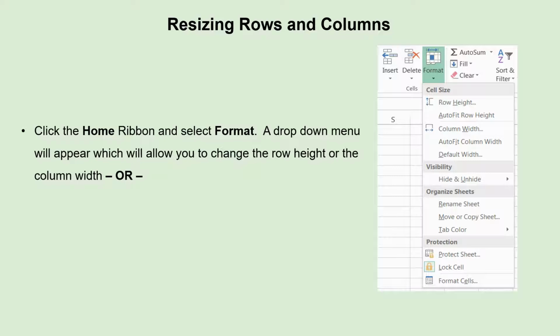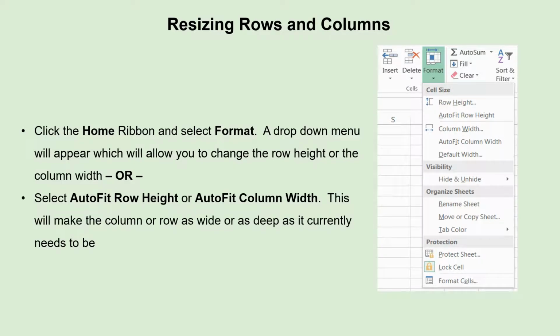You can also click on the Home ribbon and select Format. A drop-down menu will appear which allows you to change the row height or the column width. Or you can select Auto Fit Row Height or Auto Fit Column Width. This will make the column or row as wide or deep as it currently needs to be.